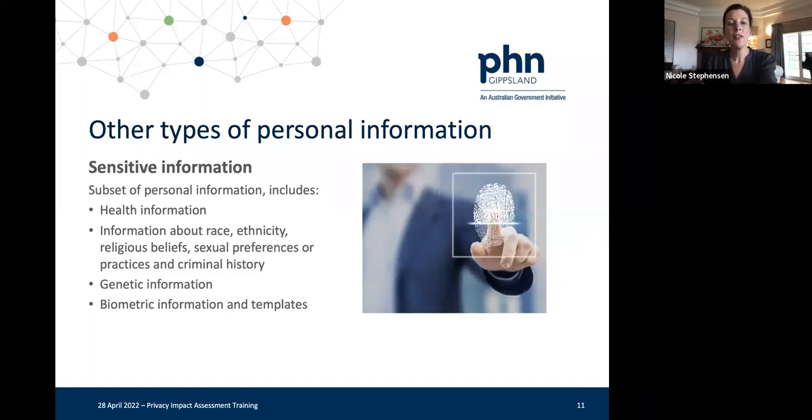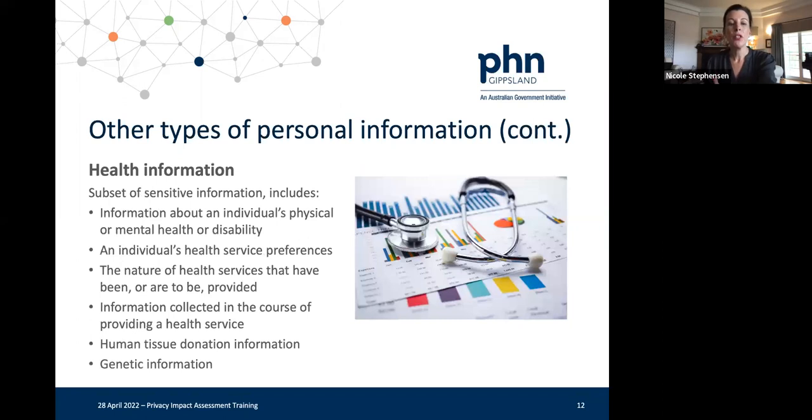Now, from sensitive information, there's yet another subset, which is health information. I touched on that just before, but what exactly does health information include? This is particularly relevant to the PHN. It's information about an individual's physical or mental health or disability, and about their health service preferences. For example, do they wish to be treated in a public setting or a private setting? What's the nature of the services that have been or are about to be provided to them? It also includes information collected in the course of providing the health service itself, and human tissue donation information, as well as genetic information.